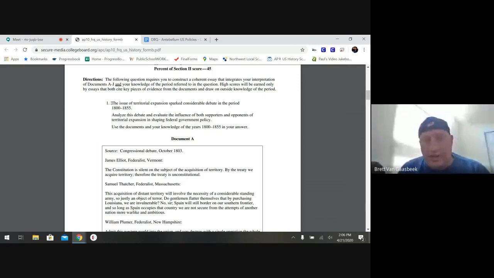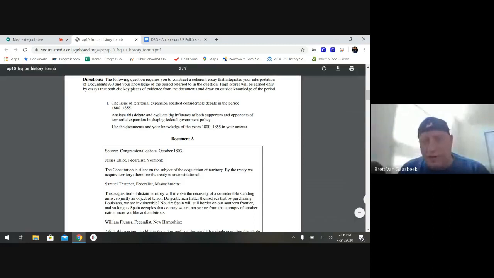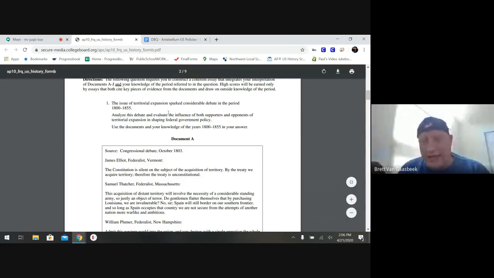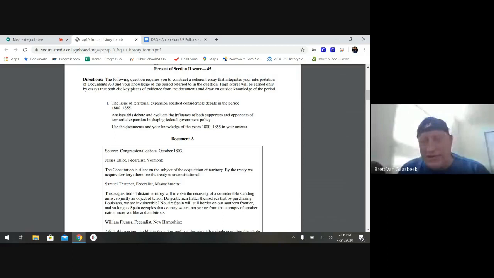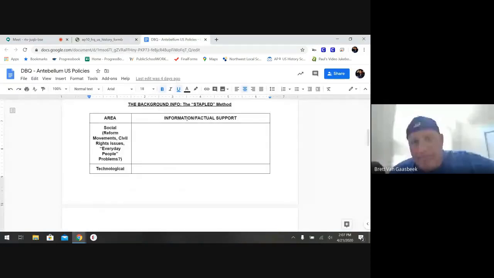The question of this one was: the issue of territorial expansion sparked considerable debate in the period of 1800 to 1855. Analyze this debate and evaluate the influence of both supporters and opponents of territorial expansion in shaping federal government policy. All right, territorial expansion, early 1800s. Let's turn to the stapled method first.